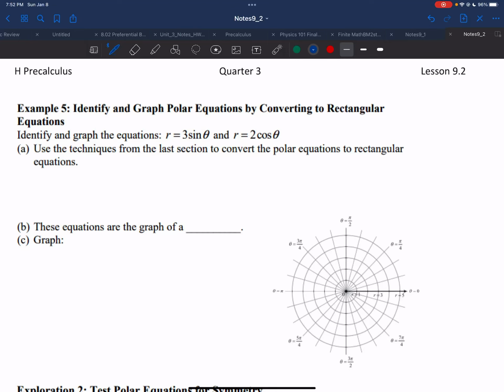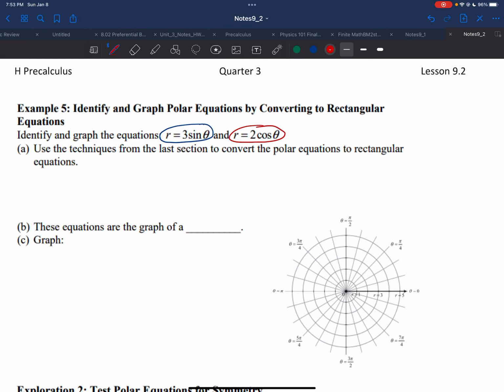Okay, here we are with example 5. This actually has two equations. One is r equals 3 sine theta, and the other one is r equals 2 cosine theta. It looks very similar to ones that we have looked at before, but the difference is there's a variable that's in front.